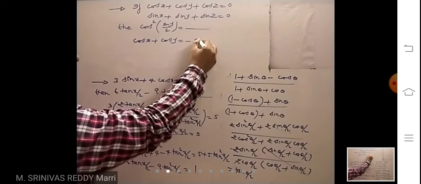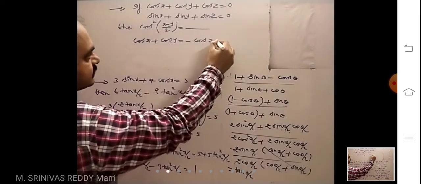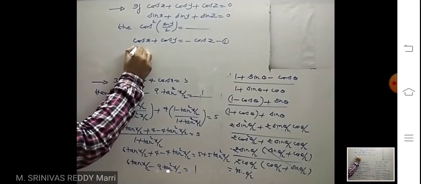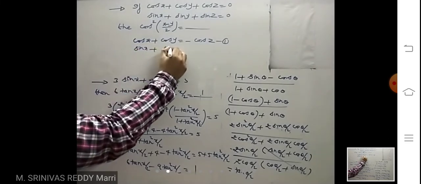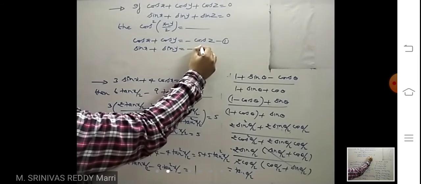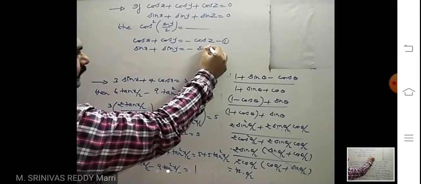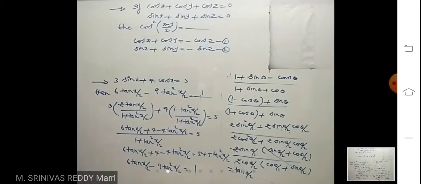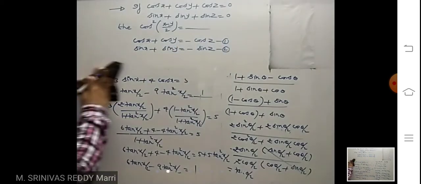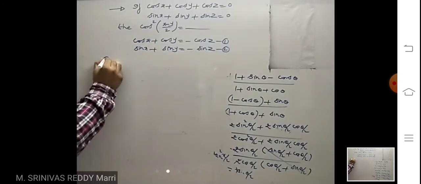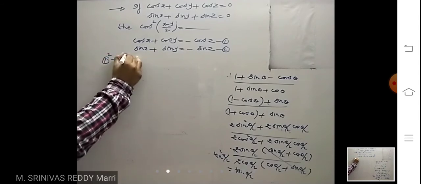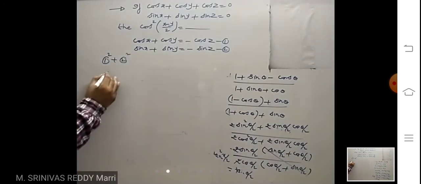So I am rewriting the first equation like this: cos x plus cos y is nothing but minus cos z. Let us say this is the first equation. Then the second equation I am rewriting as sin x plus sin y equal to minus sin z. Let us say the second equation. Now squaring and adding. Look at, 1 square plus 2 square.